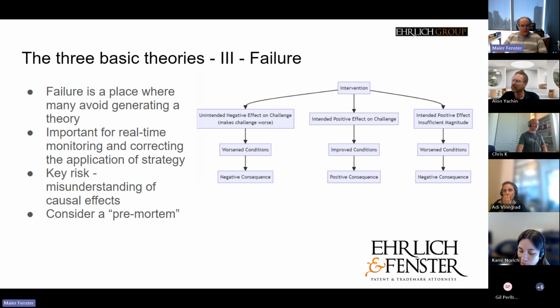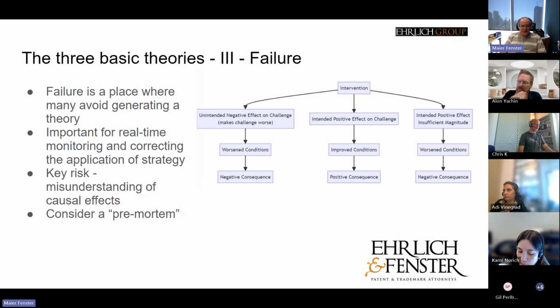One of the reasons why you need a theory of failure is because when you have a strategy and you're applying it, you have to continuously monitor what you're doing and see if the strategy is being applied correctly and/or if the strategy is wrong. So when we say failure, it's not just black and white, it's in general, how well are we doing?